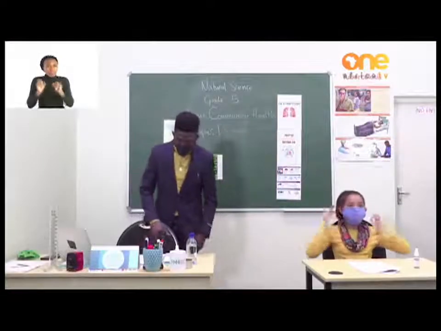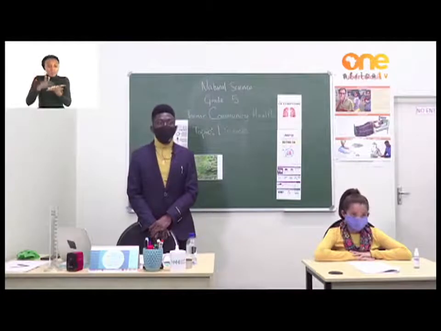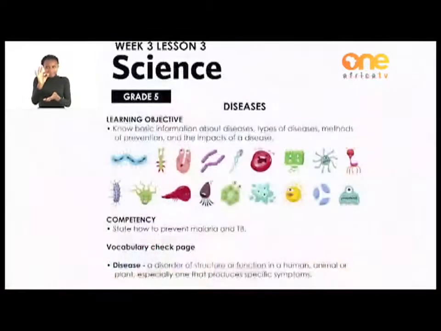All right, grade 5s. Let us turn to page 19 for today's lesson. Our learning objective for today is to know basic information about diseases, types of diseases, the methods of prevention, and the impacts of a disease. Our competency for today is to state how to prevent malaria and TB. We'll begin by checking our vocabulary, which today's word is disease.